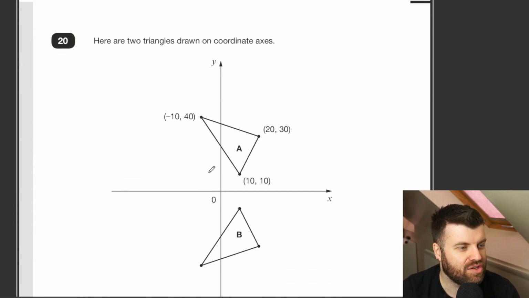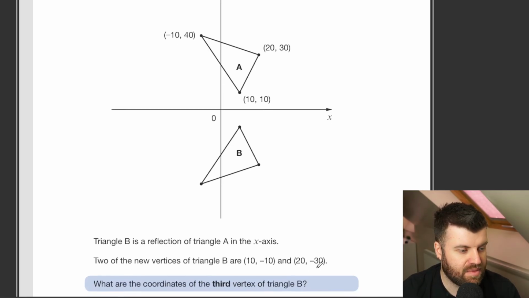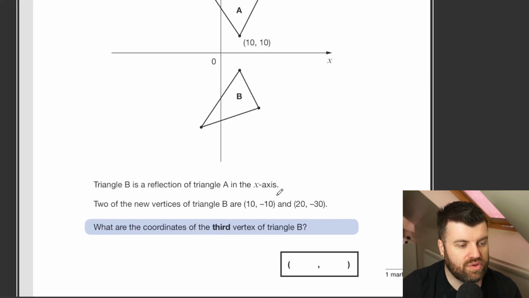Question 20. Here are two triangles drawn on coordinate axes, plural of axis. So we've got A and we've got B. Triangle B is a reflection of A in the x-axis. Two of the new vertices of triangle B are (10, -10) and (20, -30). What are the coordinates of the third vertex?